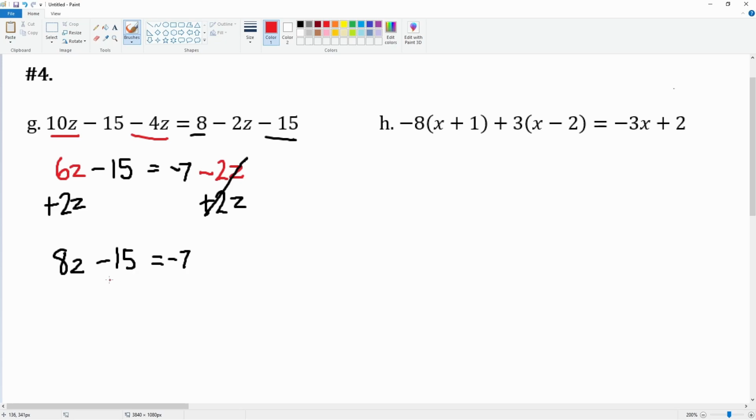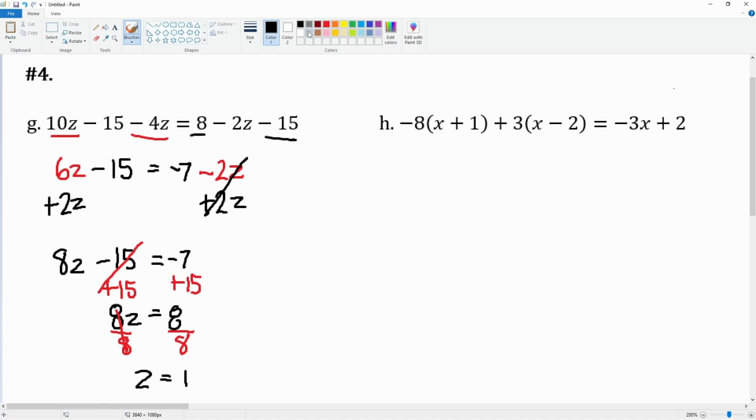To get rid of the negative 15, we add 15 to both sides. The negative 15 and the positive 15 on the left-hand side cancels, leaving you with an 8z is equal to negative 7 plus 15. That gets us an 8. Since the 8 is in front of the z, we can now divide by 8, making the number 1 to both sides. This gets us z is equal to 1 as the final answer.